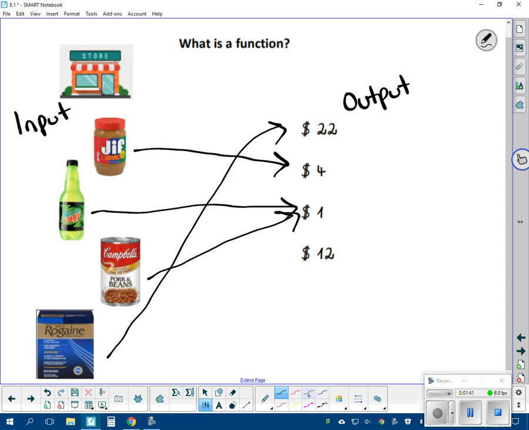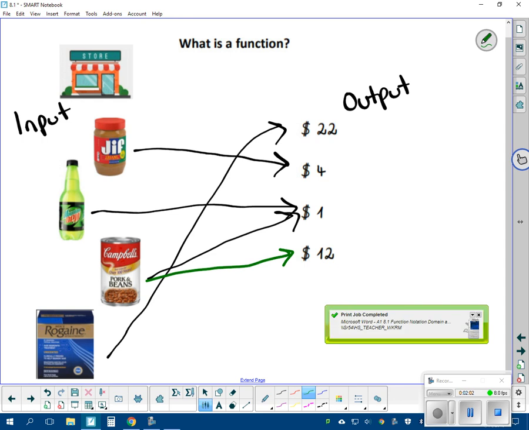Now, what would happen if one time when you scan pork and beans, it comes up as $1, but the next time the cashier scans the exact same thing, same size, same product, it comes up $12. Beep. That'd be a problem, right? If I'm buying an item, it better cost the same amount as the person that bought it before me. I don't want to pay more. Otherwise, their system would be broken. Okay?